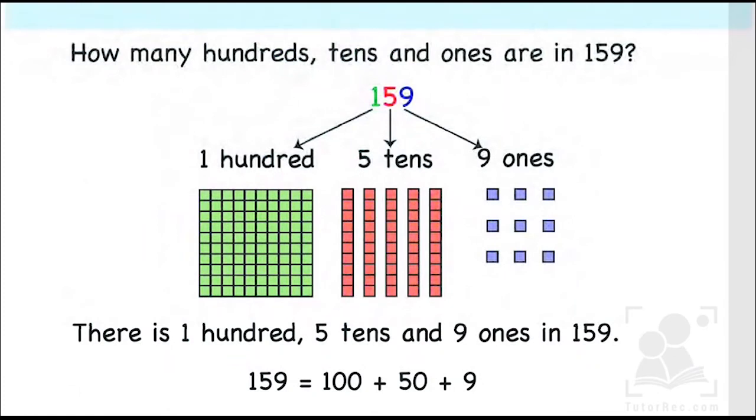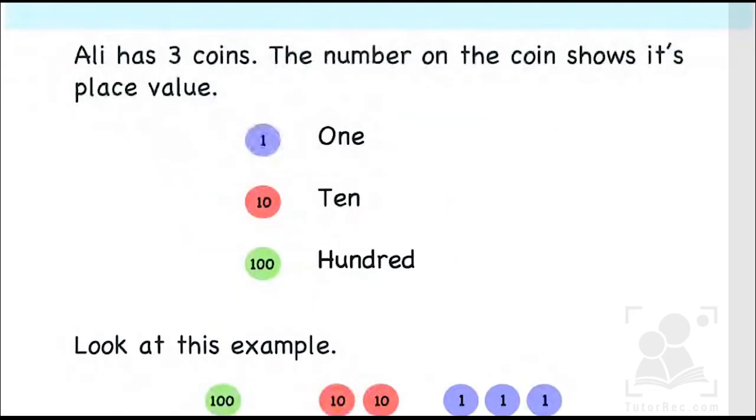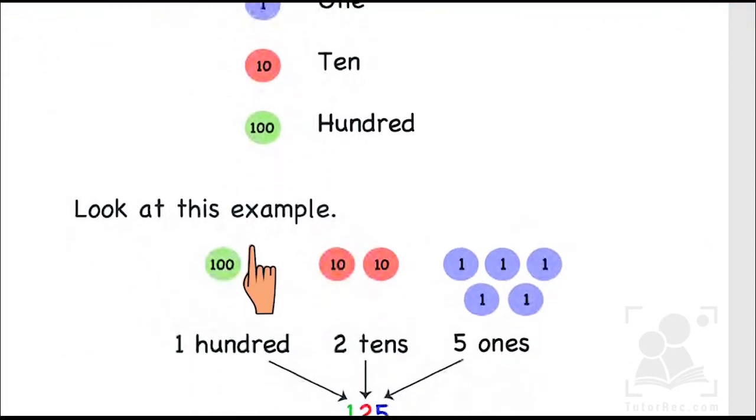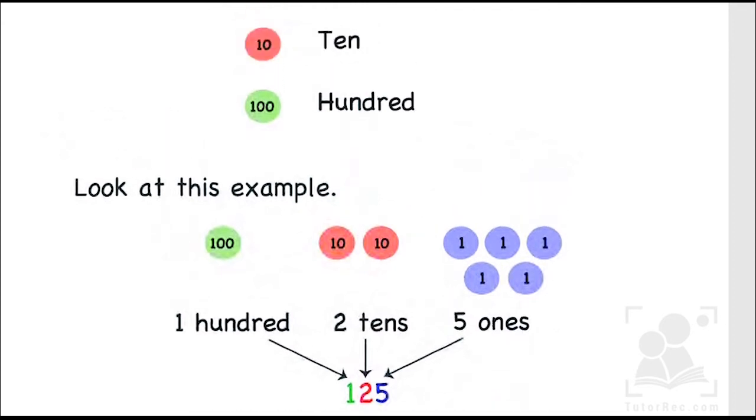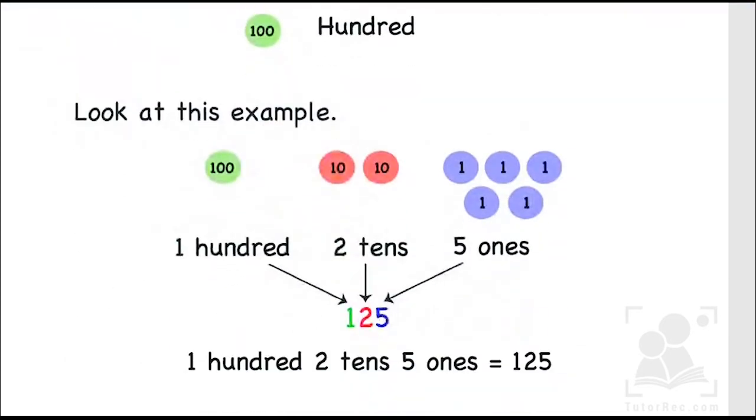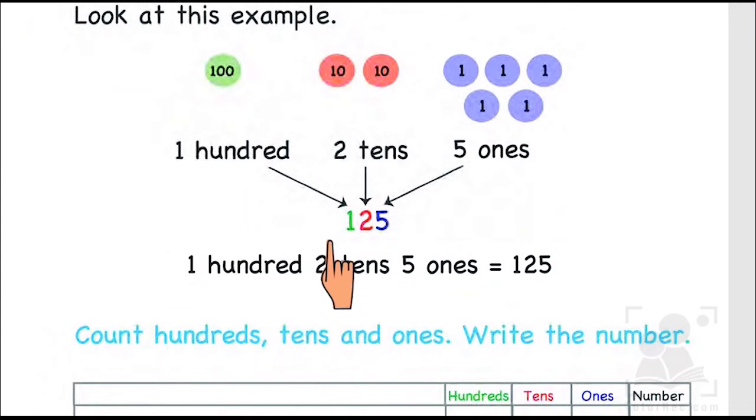Here, as you can see, how many hundreds, tens and ones are in 159? This is on the same pattern. You can say there is 100, 5 tens and 9 ones. Let's suppose if we say Ali has 3 coins. The number on the coin shows its place value. 1, 10 and 100. Look at this example. 100, 2 tens and 5 ones. So it becomes 125.